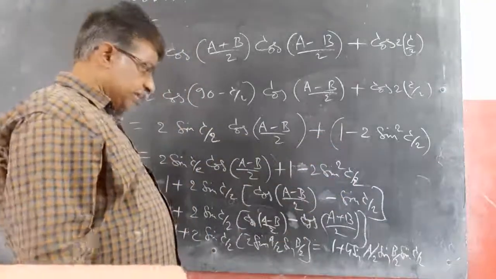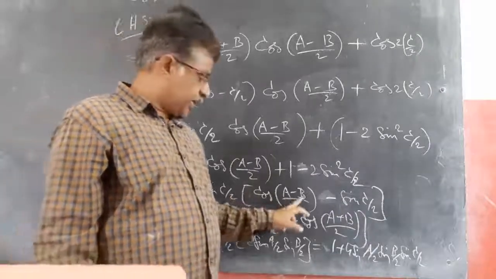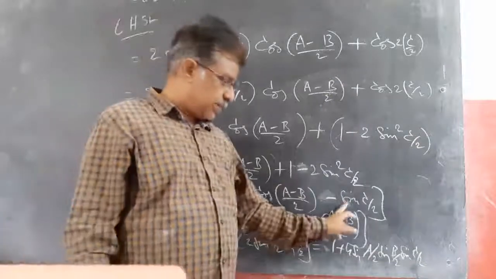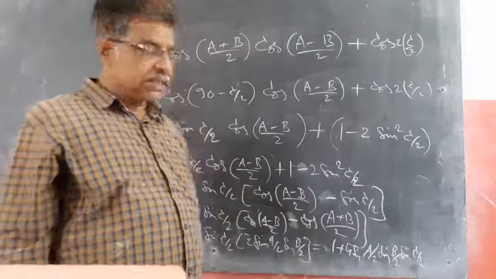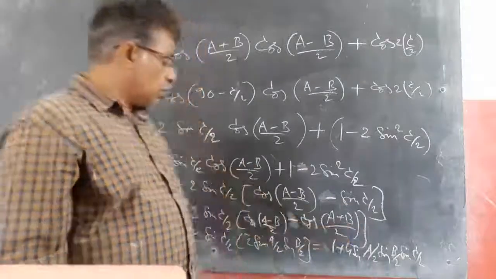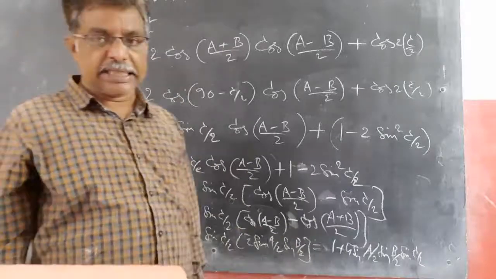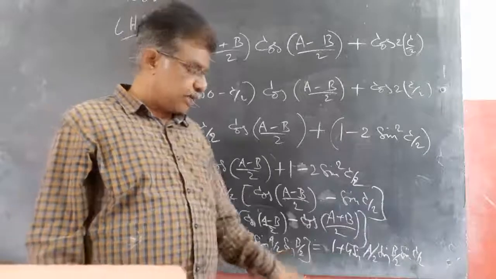Now plus 1 in the beginning, I am writing plus 2 sin c by 2 into cos of a minus b by 2 minus sin c by 2. This sin c by 2 automatically is sin of 90 minus theta, which becomes cos of a plus b by 2. Now cos a plus b by 2 minus cos a minus b by 2 is minus 2 sin a by 2 sin b by 2. Now this is minus half, minus plus 2 sin a by 2 sin b by 2.